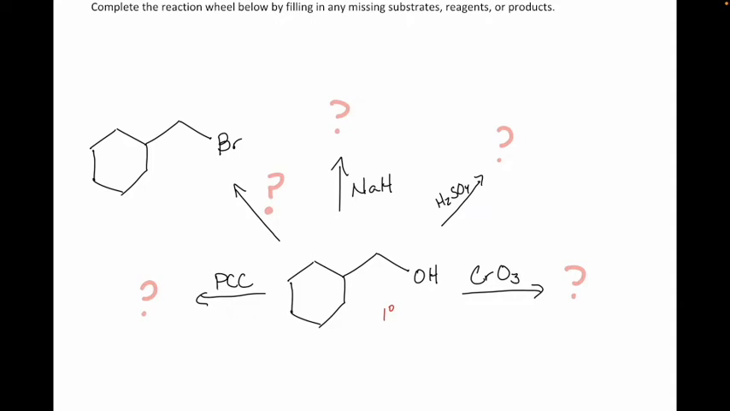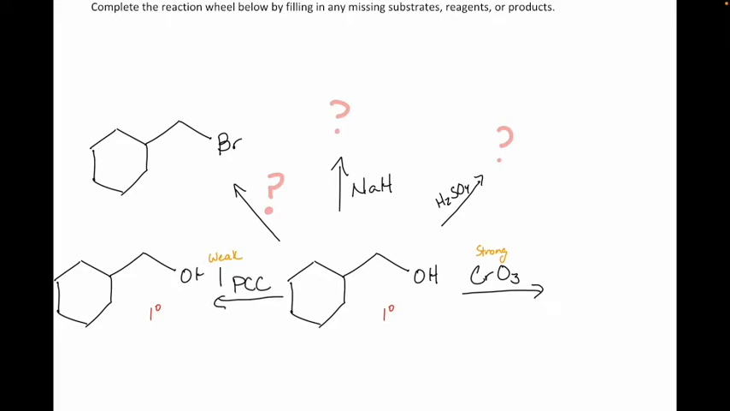All right, so let's go through it. Let's do these bottom two first. So both PCC and this chromium 6 oxide, they both do what type of reaction to alcohols? What category do we put them under? Oxidation, right? So the difference is that PCC we consider to be a weak oxidizer, and anything with chromium in it, whenever we see chromium, we think strong oxidation. So what the heck does that mean? The weak oxidizer is going to convert my alcohol into what functional group? An aldehyde, right? So just that one oxidation step.